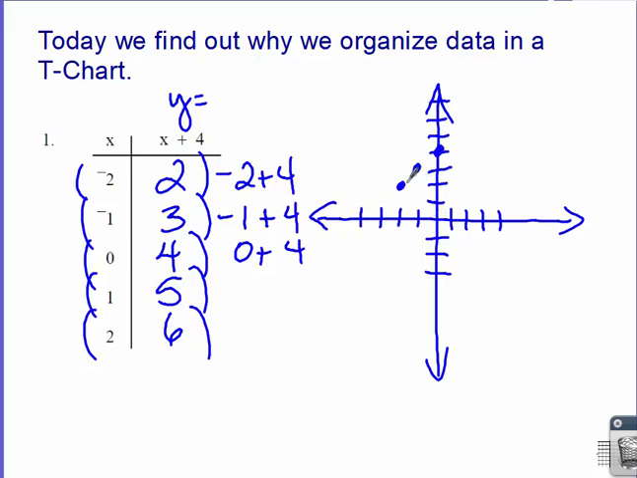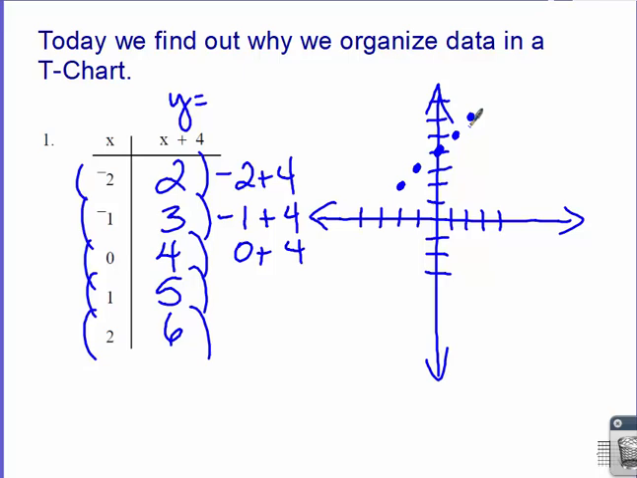Hopefully by now you realize that the dots are kind of following a pattern, kind of a linear pattern. Then the next one is 1, 5, right 1, up 5, and then the last one is right 2, up 6. And the last 2 follow in that same pattern. Now when we're looking at this graph, this is just a small portion of the graph, and it's just a bunch of dots right now.